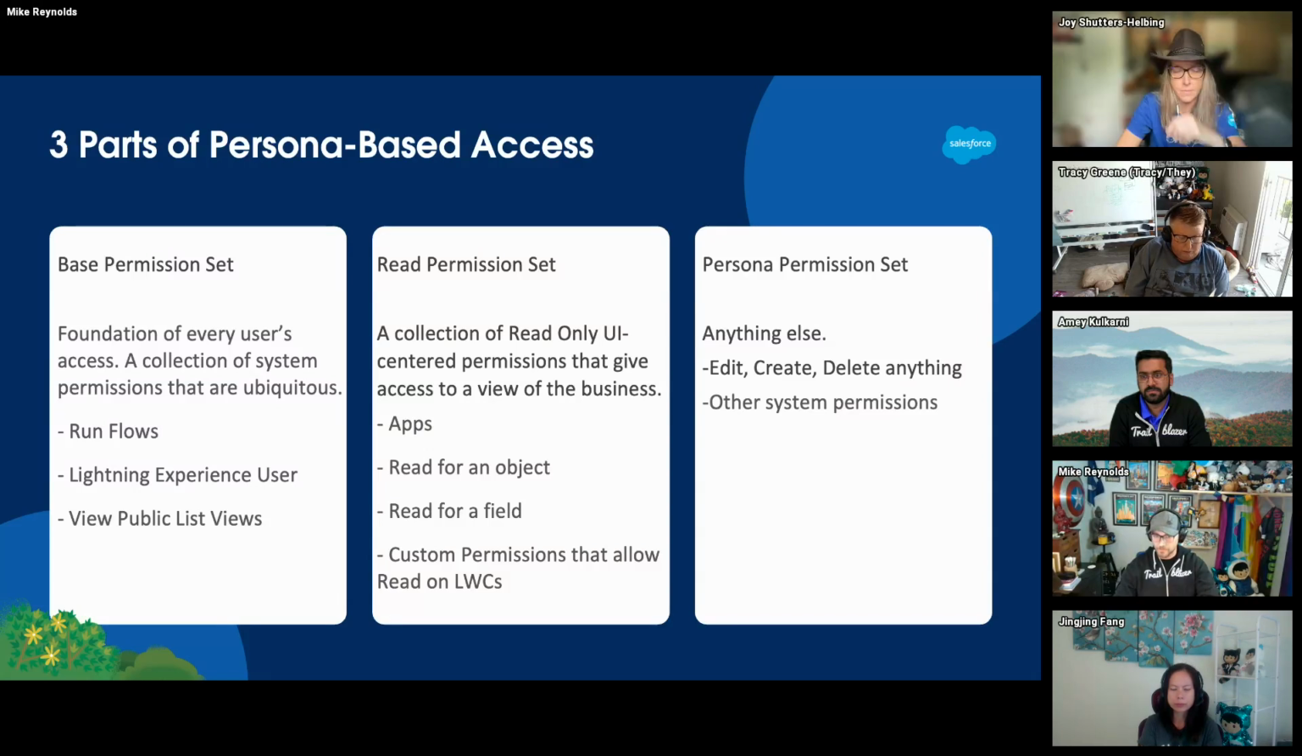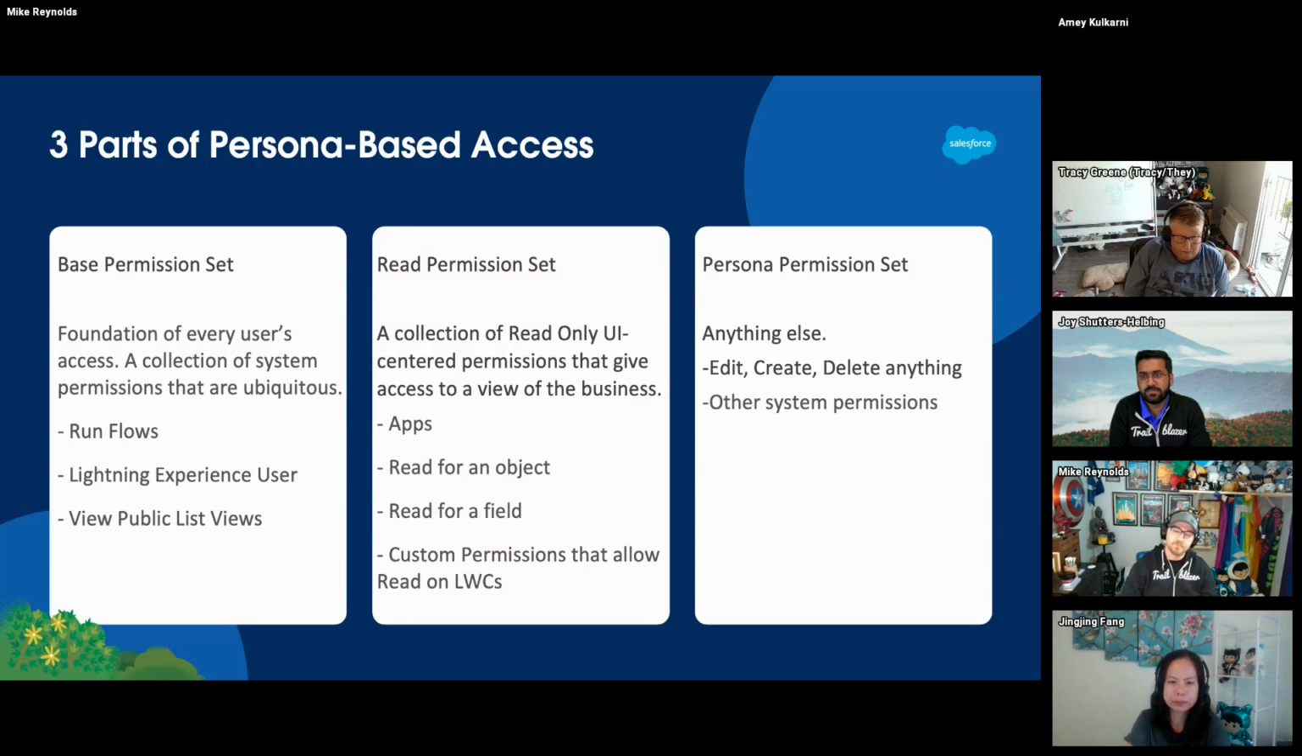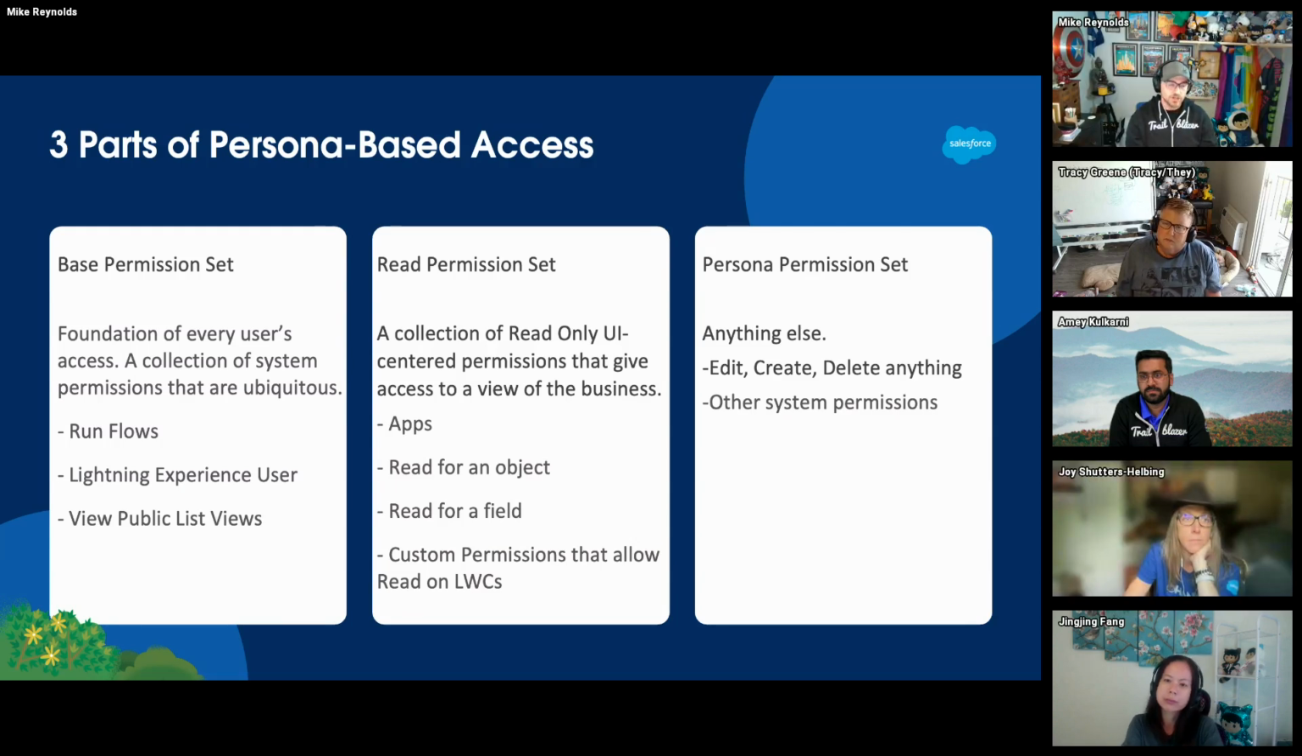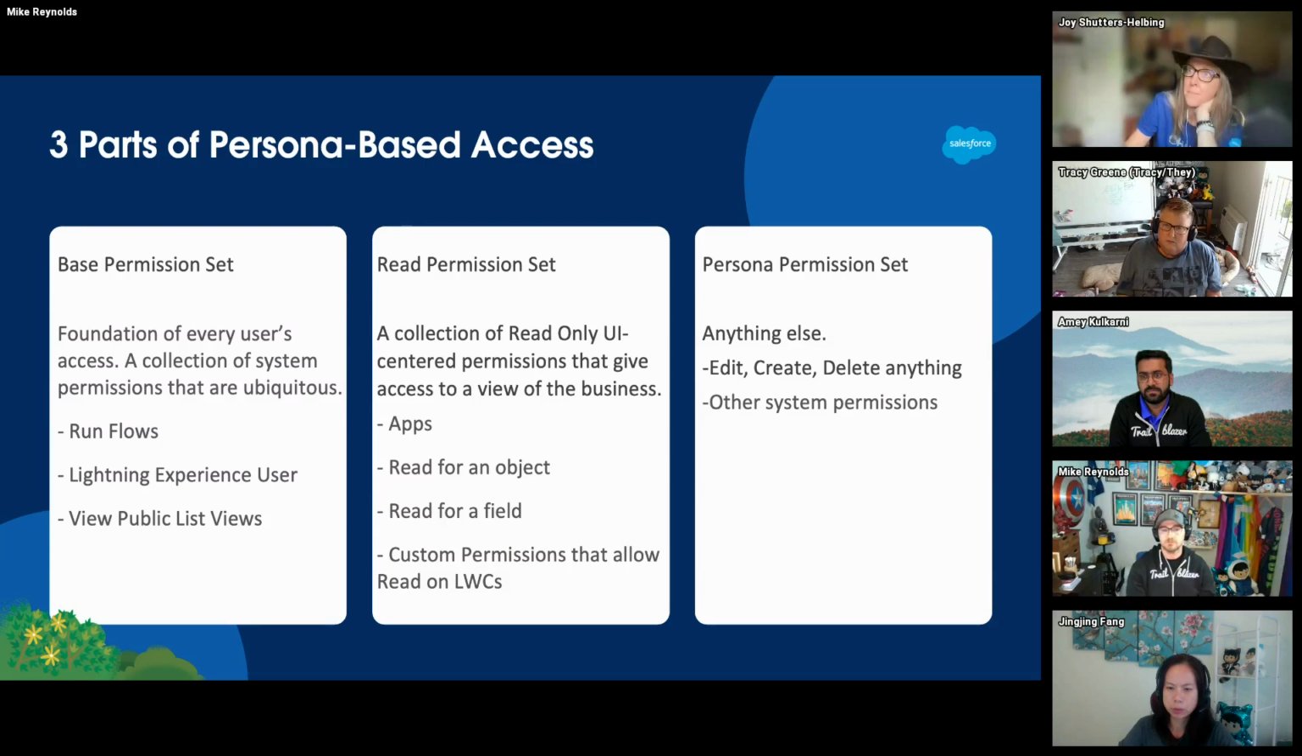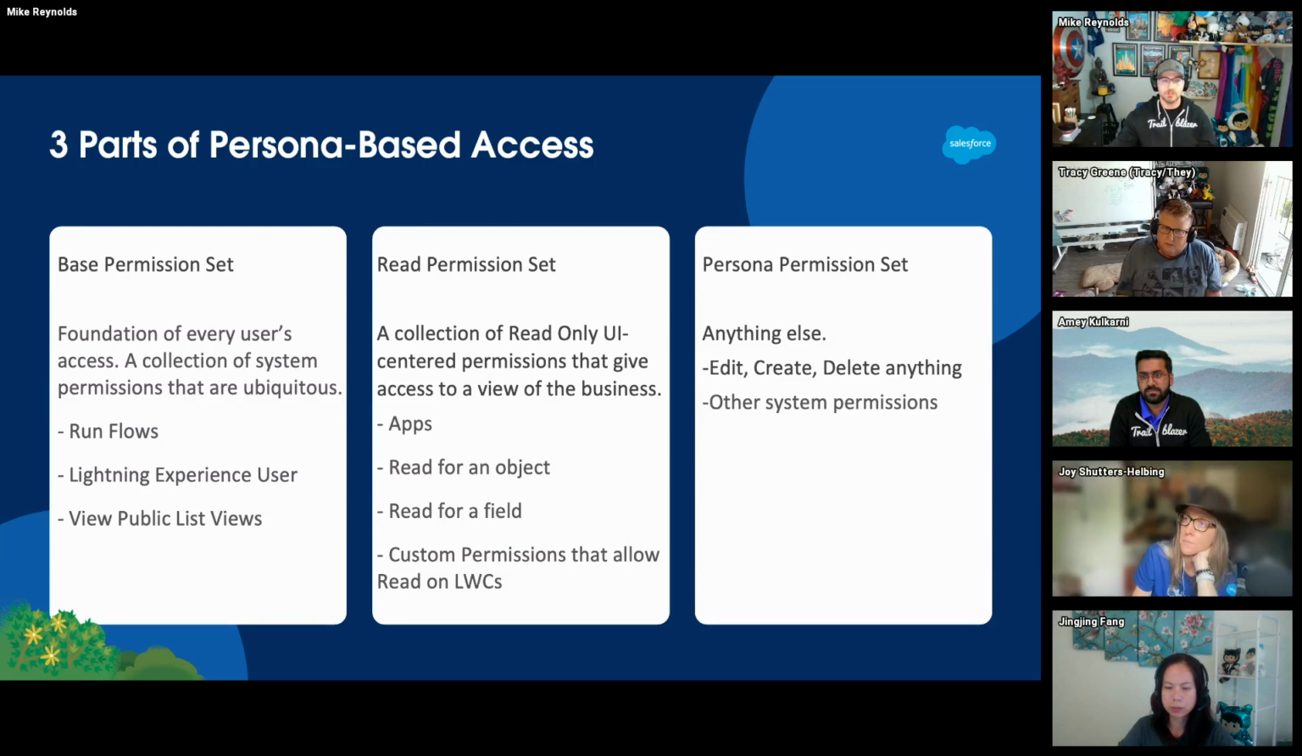Yeah, I've got one, Mike. So, the way I understand, it's not really a question, it's mostly like confirming. So the base permission set would be one per persona, or would that be one per org? Most of the time, you're going to get away with one base permission set for your entire org. Okay. The persona permission set will be one permission set per persona. Gotcha. Read, you'll probably reuse.